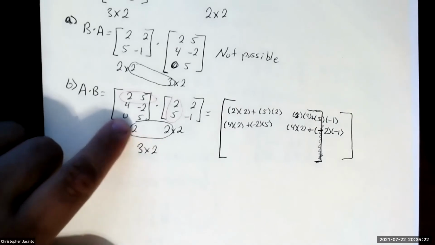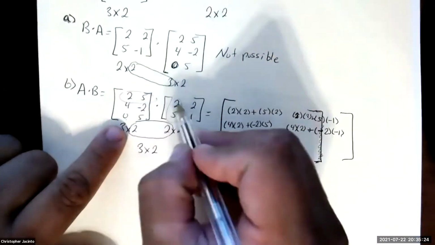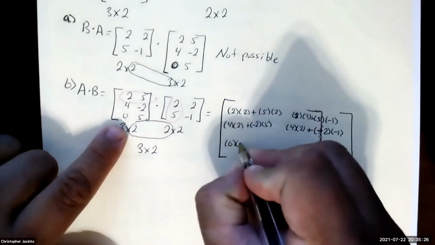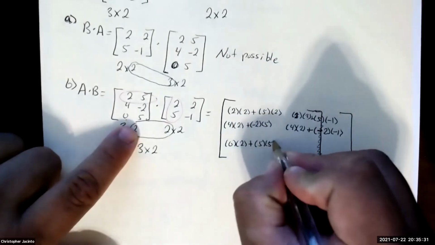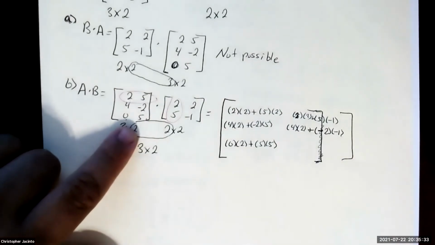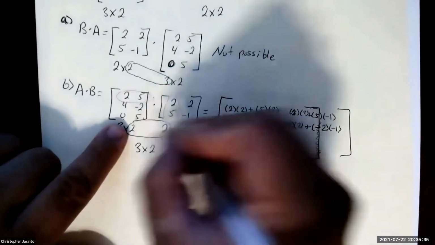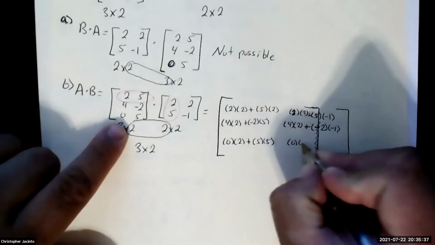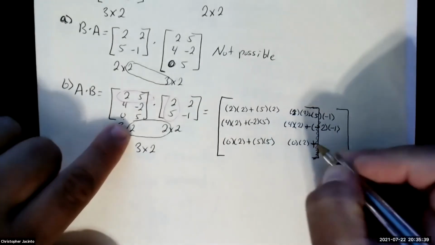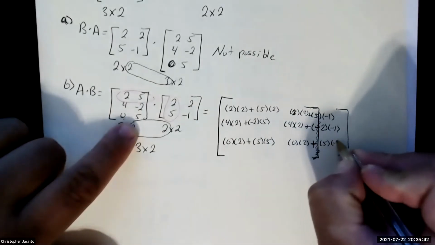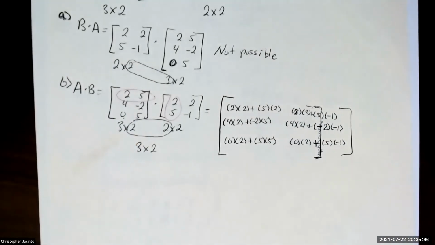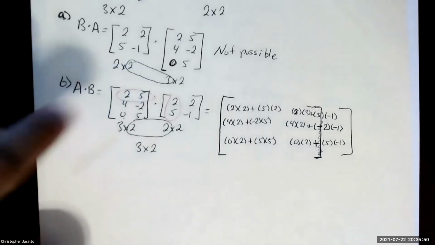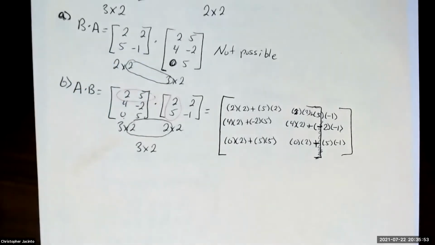And now finally, the bottom ones. So 0 times 2 plus 5 times 5. And then finally, 0 times 2 plus 5 times -1. So notice this is the same pattern, right? Once you get 1, you do the same thing for the middle and then the bottom.